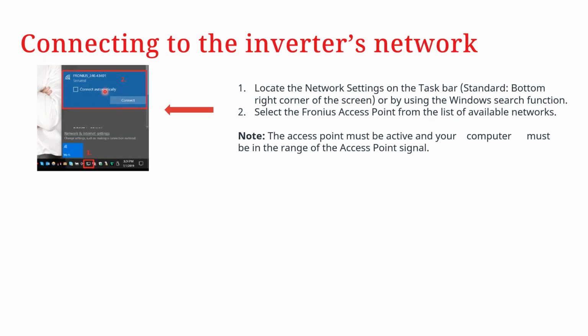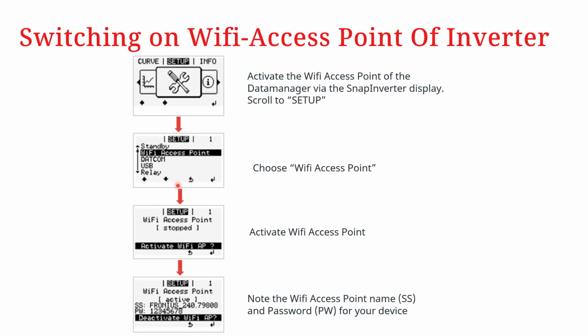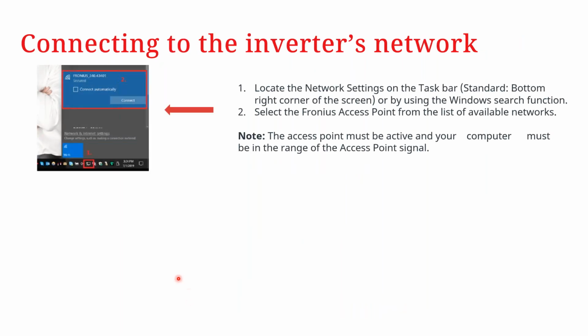Like I said earlier in the previous slide, ensure that you take note of the access point name, as you can see in this case, and then of course note the password. Most importantly, note the access point name, because that is what you would ensure matches what you are selecting. Otherwise, you'll be connecting to a different inverter, that is, if you have multiple data managers.